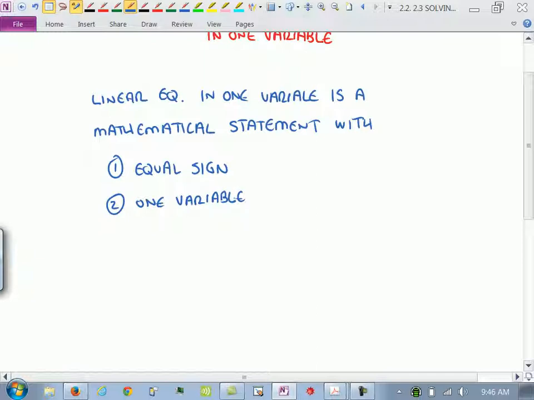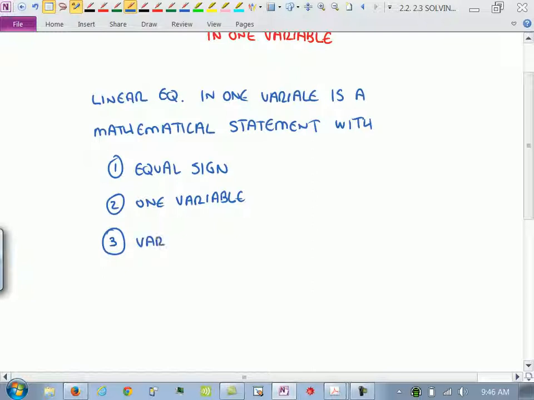So the common variables are x, y, z, a, b, the things that you've seen in your book and your homework. Okay. So right now, what we have with just those 2 things is an equation in 1 variable. What makes it linear? Okay, that's our next question. What makes it linear? Why do we include that word in there? So this is the big kicker and the last thing that we need.